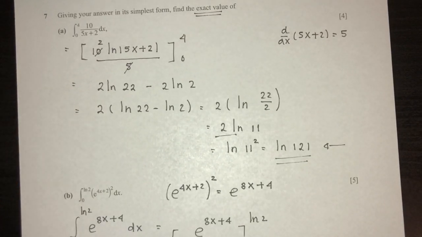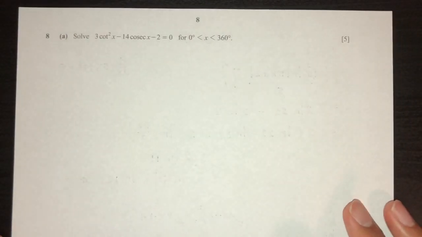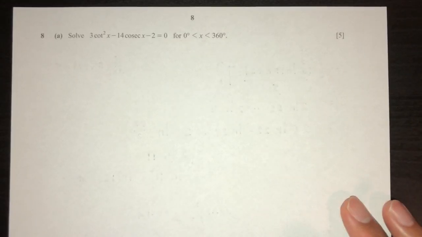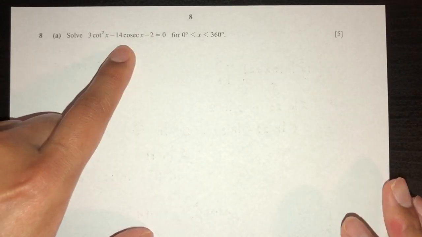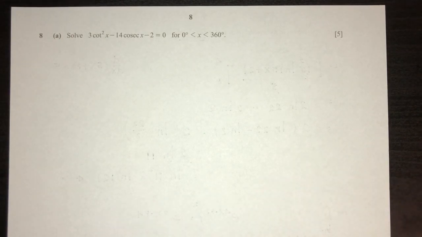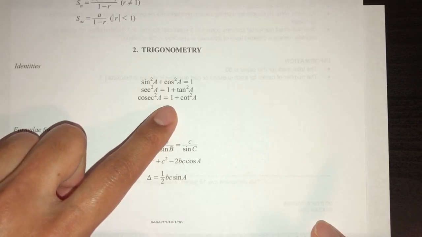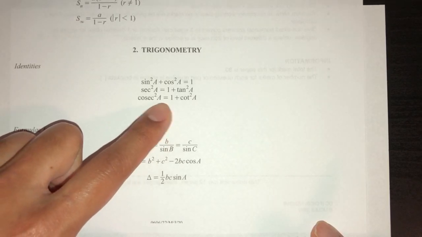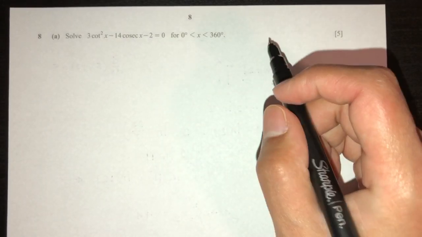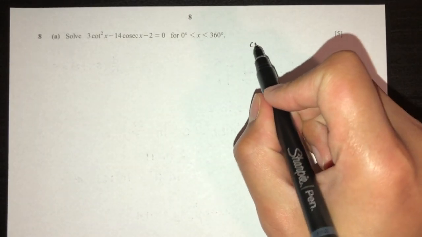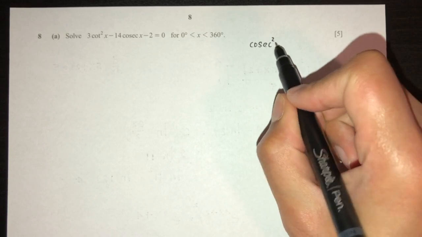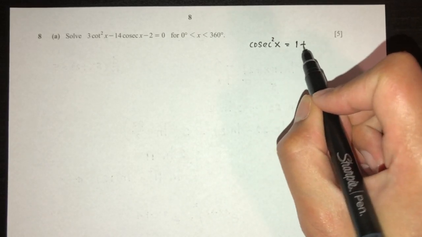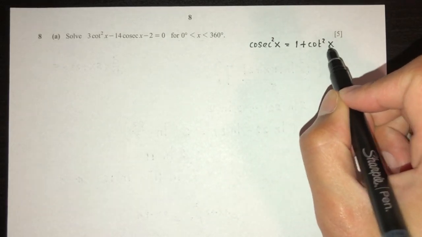That is question number 7. Now let's do question number 8. So we have to solve this equation. So what relates these two? Let's go back to the list of formulas that we have. So if you observe here, we have a formula that we can use. Cosec square A is equal to 1 plus cot square A. So let's write this down. We have cosec square x is equal to 1 plus cot square x.